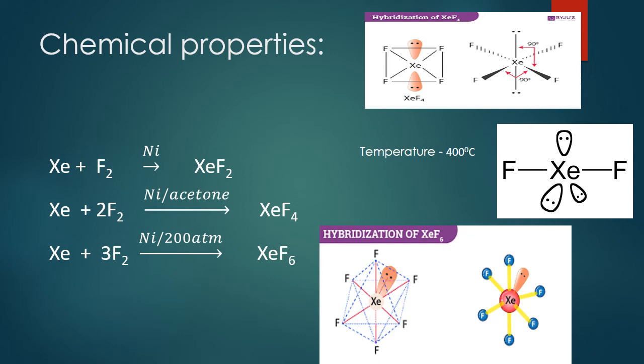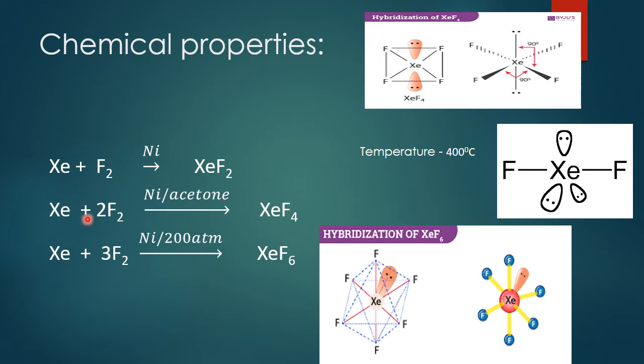It was explained here that xenon fluoride compounds are obtained by the direct combination of xenon and fluorine. When xenon is treated with 1 mole of fluorine in the presence of nickel, where the temperature maintained is 400 degrees Celsius, so if you want to convert, you can add 273, so it will be 673 Kelvin, you get the compound xenon difluoride. Xenon difluoride, the shape is said to be linear. There are 2 bond pairs and 3 lone pairs present. Due to the repulsion of bond pairs and lone pairs, the structure is said to be linear.